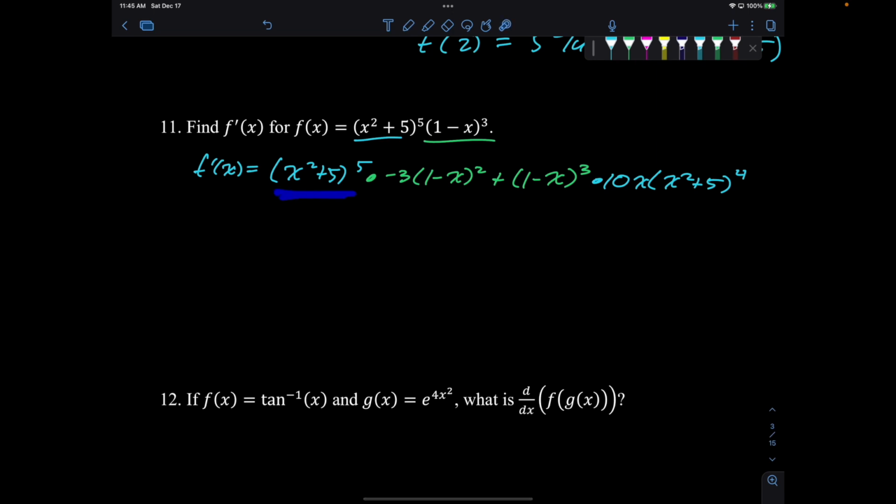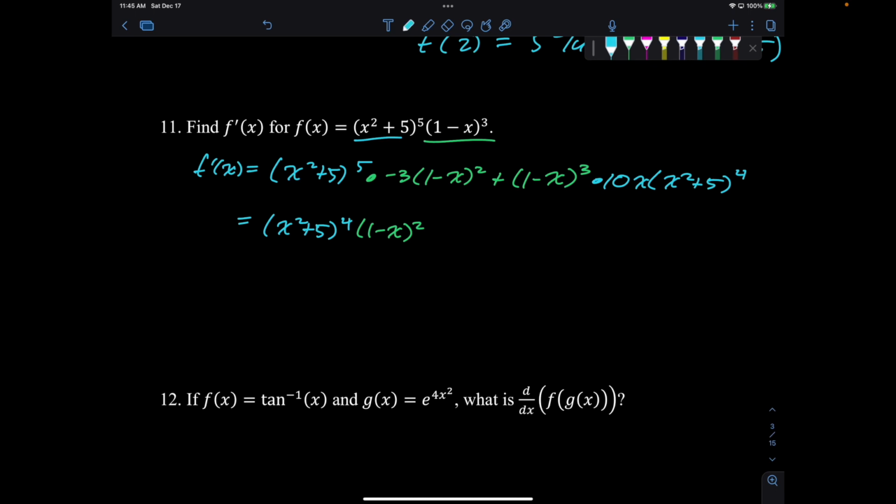So I can take out, because of this, I can take out x squared plus 5 to the 4th. I can take out 1 minus x squared. So that's what's coming out. So x squared plus 5 to the 4th, and then 1 minus x squared.